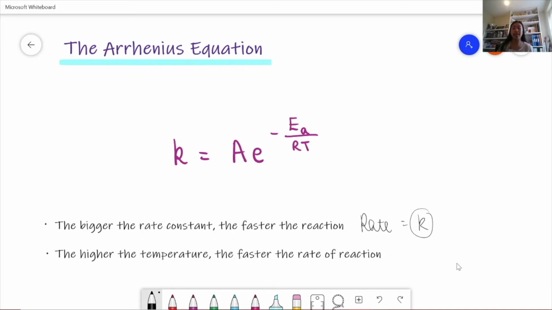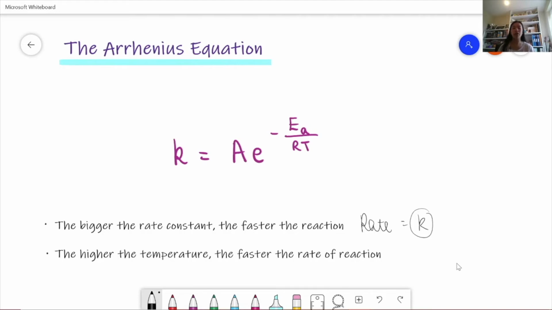And the second thing is that the higher the temperature, the faster the rate of reaction. And that's because when we increase the temperature, the particles move with more kinetic energy, so there are more collisions per unit time. More of the particles have the activation energy required to successfully collide. So there are more successful collisions per unit time, so the rate of reaction is faster.